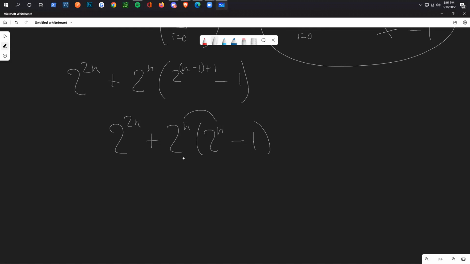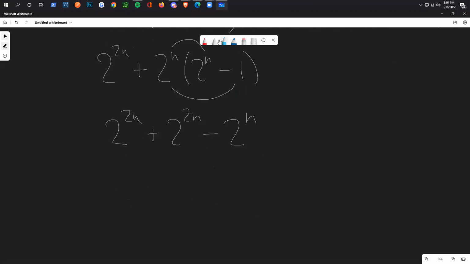And now we can finally just distribute it. You can probably just leave it in this format, but distributing it also works. So just do it real quick. Times 2 to the n. So we're just going to do 2 to the n plus 2 to the n times 2 to the n, then minus 2 to the n. And notice we have 2 of the same term right here.